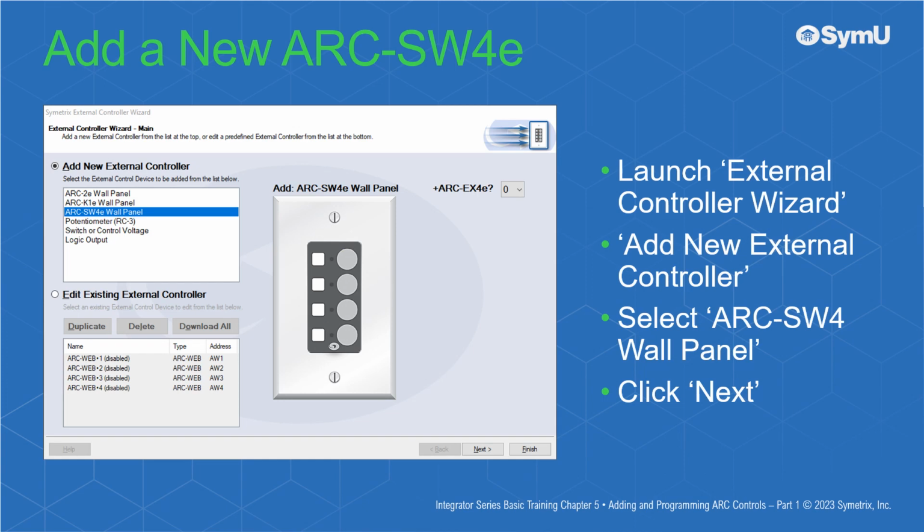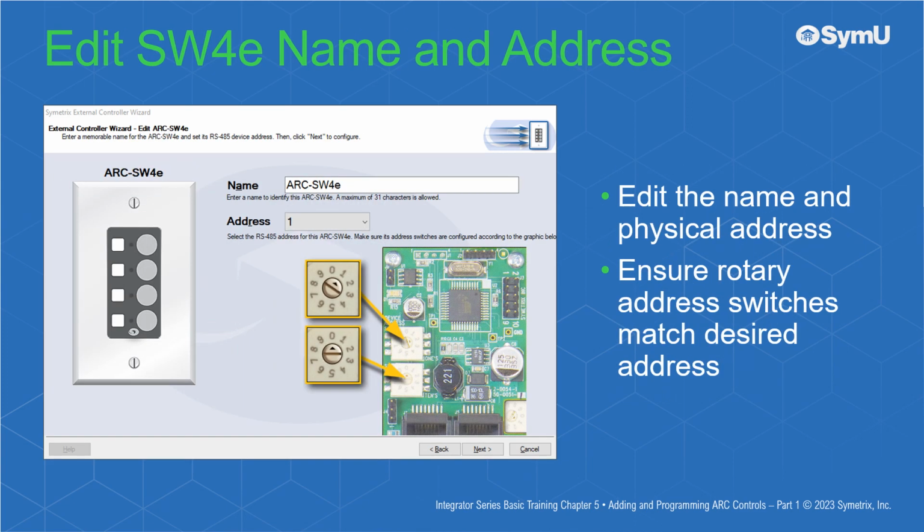To add a new SW4e, launch the external controller wizard, select ARC-SW4e wall panel, and add a new external controller. Then click Next. Edit the name of your SW4e and the physical address. Here again, ensure that the SW4e's rotary address switches on the back of the unit match the desired address in the drop-down list.